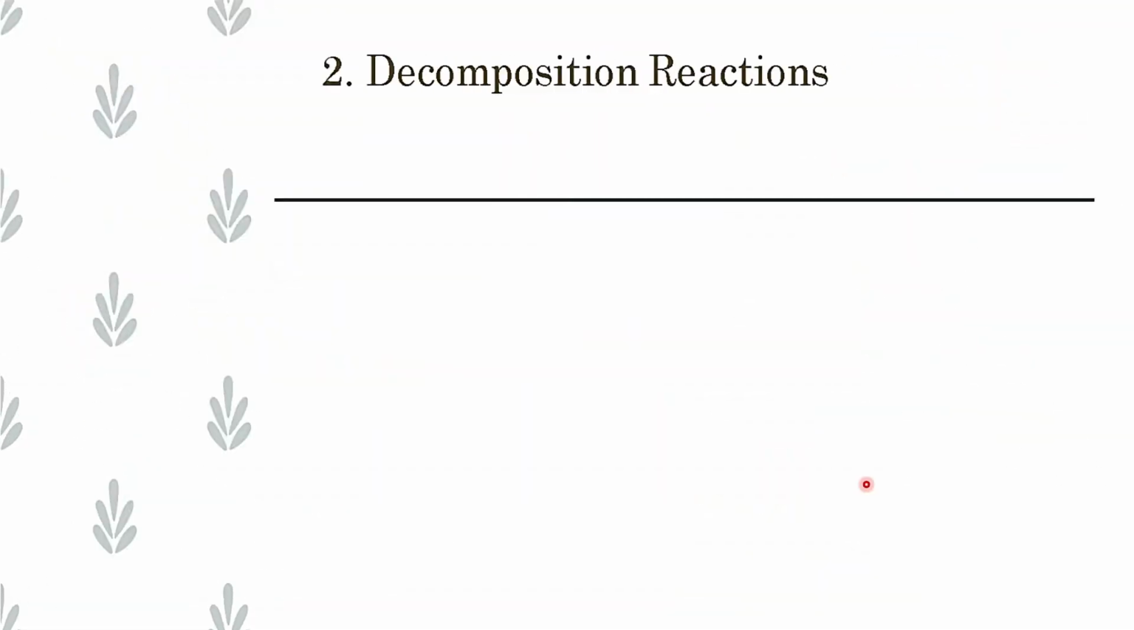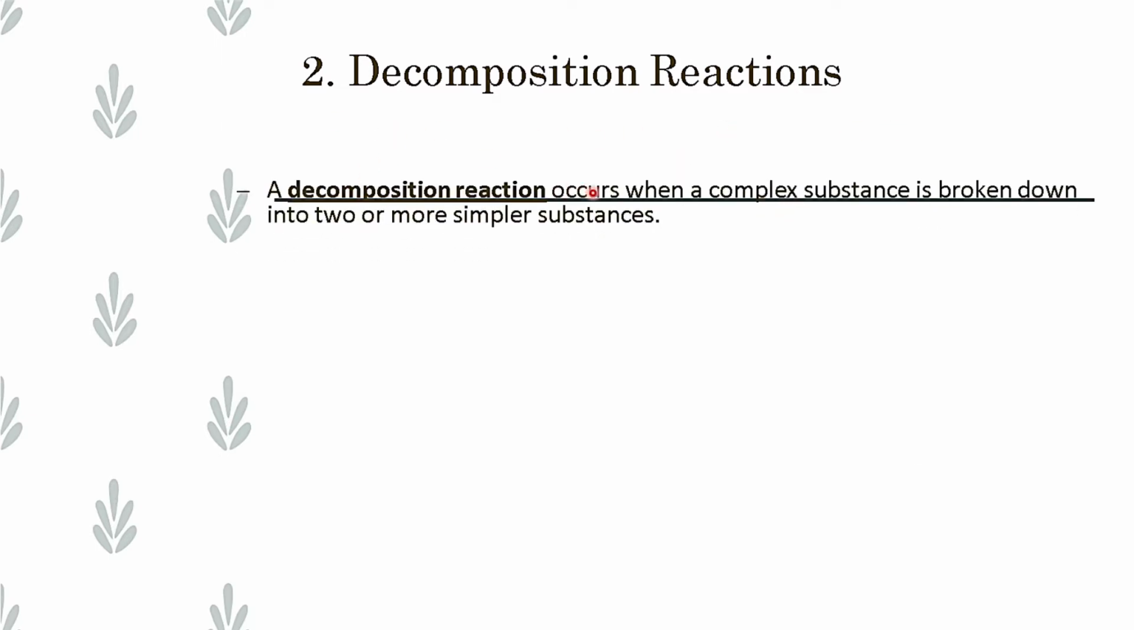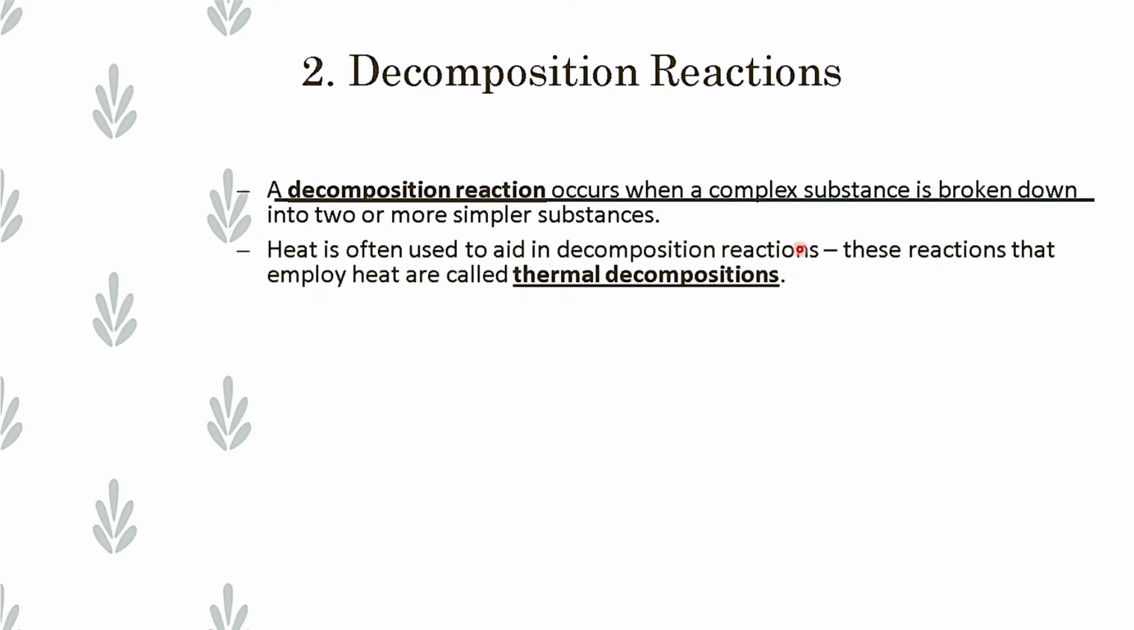Next type of reaction is decomposition reaction. A decomposition reaction occurs when a complex substance is broken down into two or more simple substances. Sometimes to break any substance, heat is required. Then this decomposition reaction will be called thermal decomposition. Thermal word means heat. So if heat is utilized to break any complex reactant into simpler substances, it will be called thermal decomposition reaction.